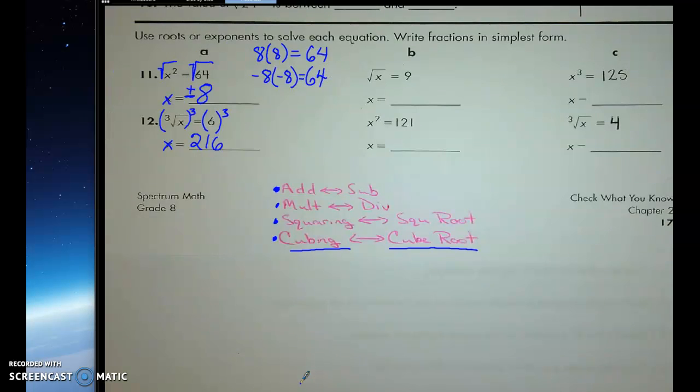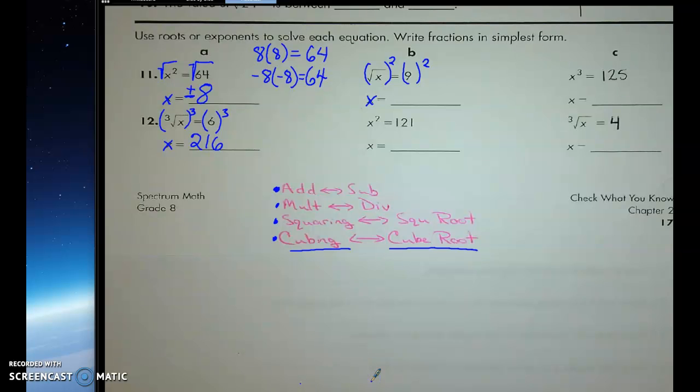Okay, looking at B, getting you started. Square root of x. The inverse of that is squaring. So that means, remember, if we do it to one side, we have to do it to the other. So we're squaring. That's going to leave you with x. And when you do 9 squared, you will find out what x equals.